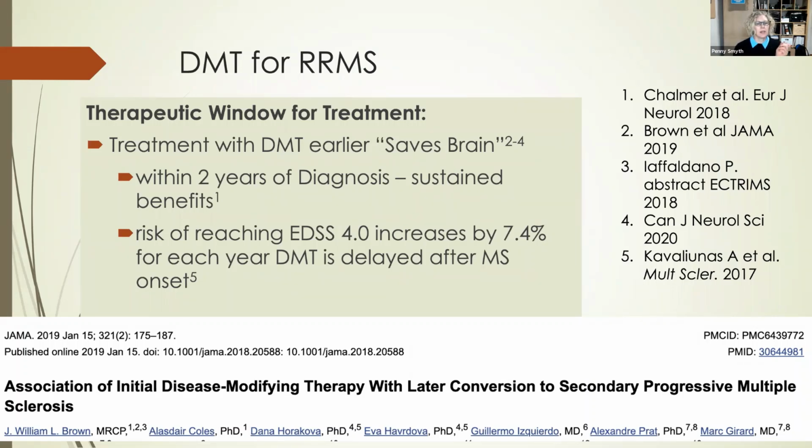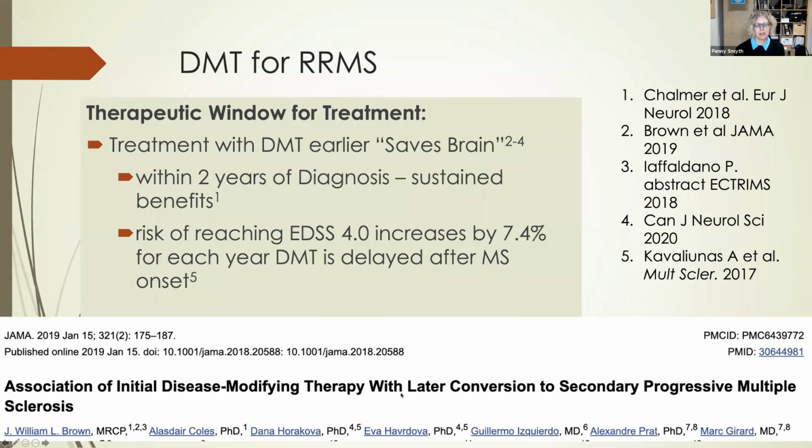And we know that if we don't treat them now, for each year that we delay it after their MS onset, their risk of reaching the EDSS of 4.0 increases. And then, as we know, they will be most likely to progress at that point. There was this very exciting article that was released in JAMA in 2019 that showed that the more aggressive therapies, which are later, mostly have come after 2011 with fingolimod, ocrelizumab, alemtuzumab, that when you use those therapies earlier, those patients had later conversion.